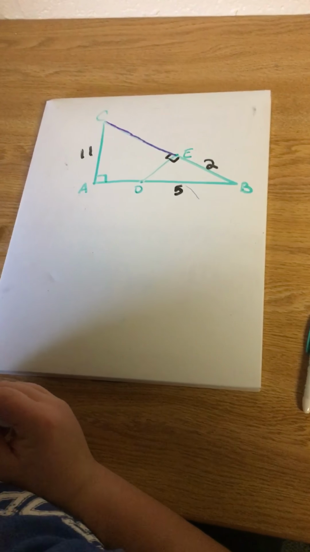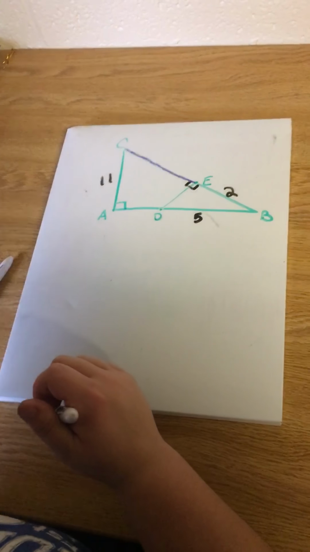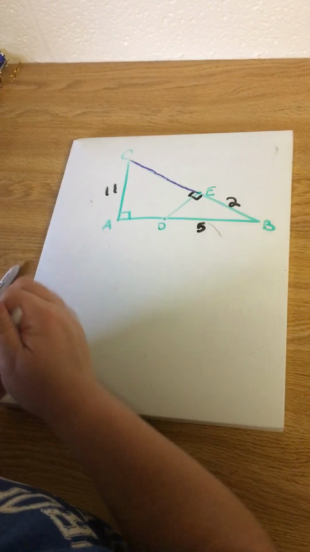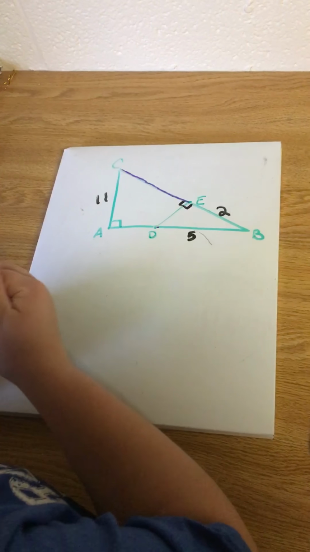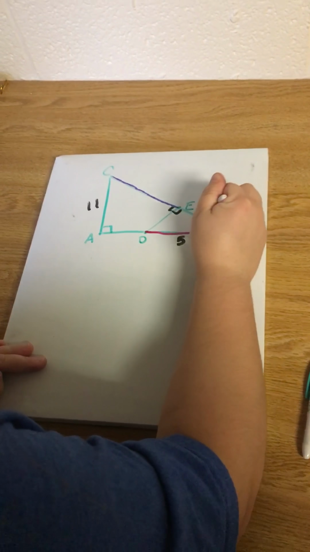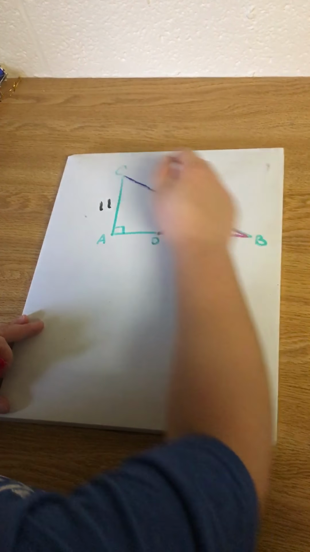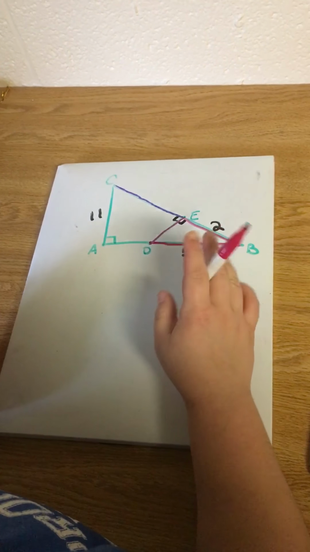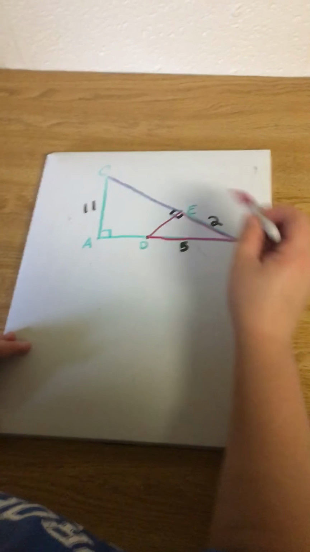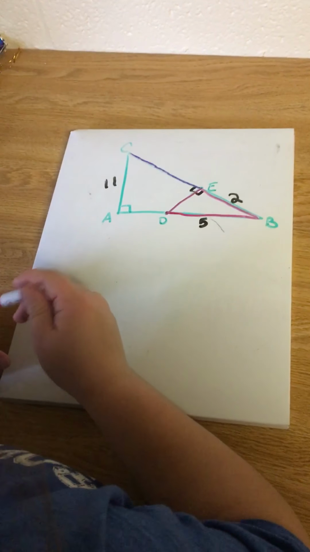So in order to solve this problem, we have to use similar triangles. So if you look at this picture, you can see that this triangle here is similar to this triangle as a whole because they share two congruent angles. They both share B here, and then angle E is 90 degrees, as is angle A.